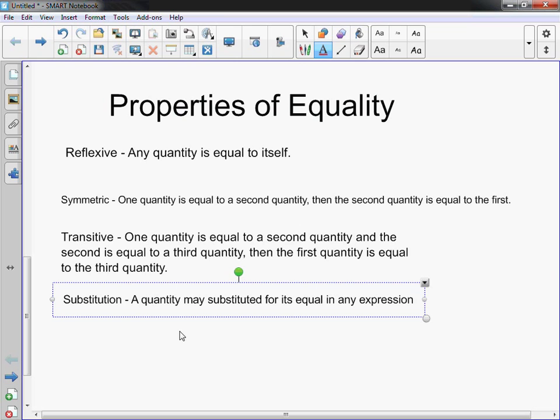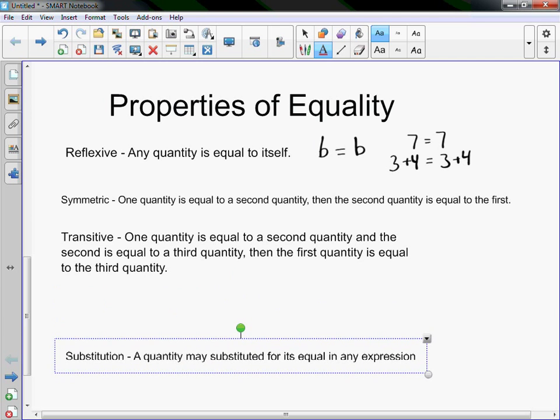So the reflexive property: any quantity is equal to itself. If we use variables, we could say that B is equal to B. We could say it in numbers: 7 is always equal to 7. Or we could also say something like 3 plus 4 is always equal to 3 plus 4. Pretty basic.